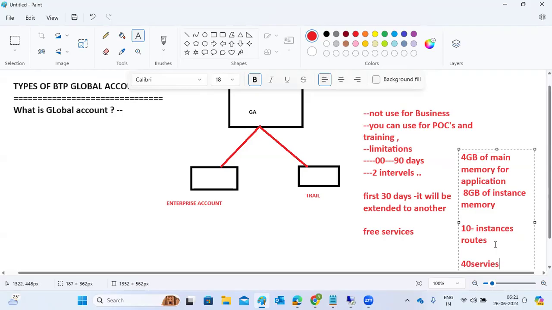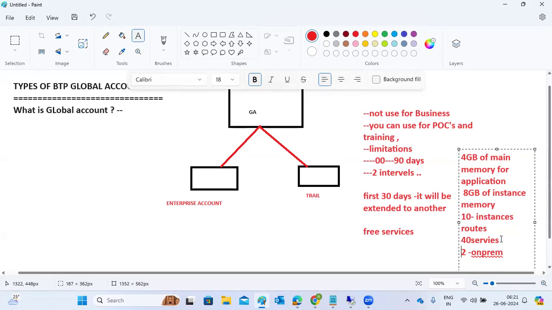So for the trial account, these are the limitations with respect to space and with respect to services. We have some free configured services. These are the limitations when you use the trial account, that means the free trial account.